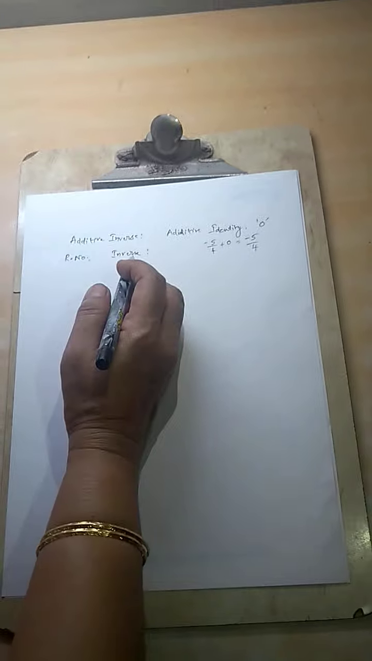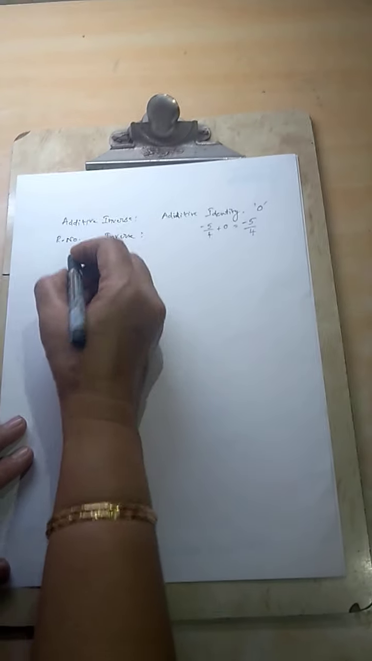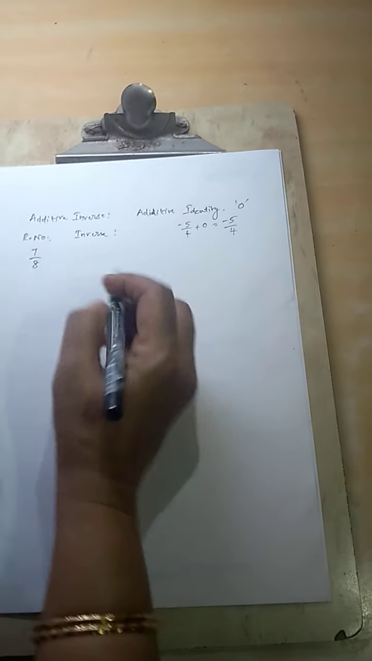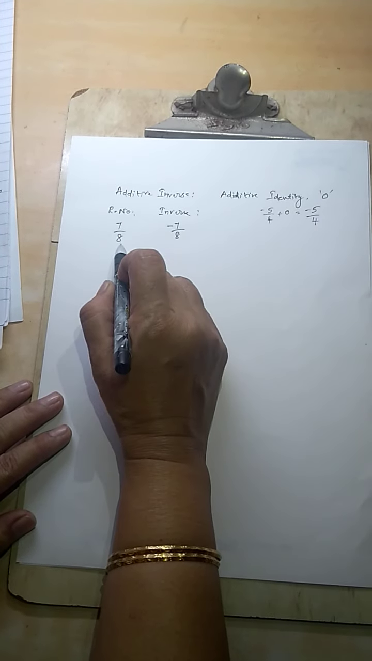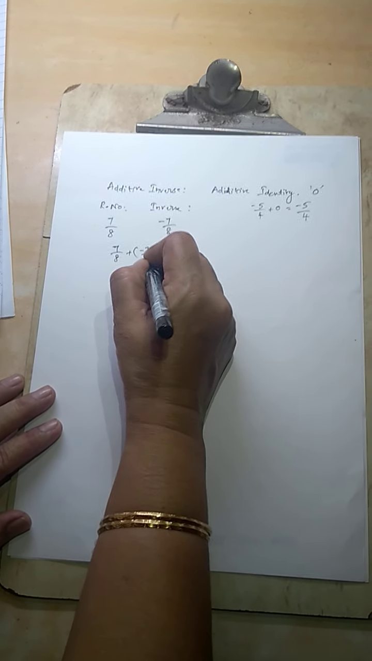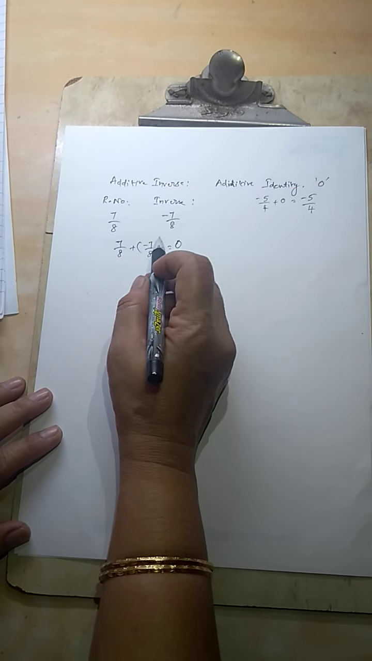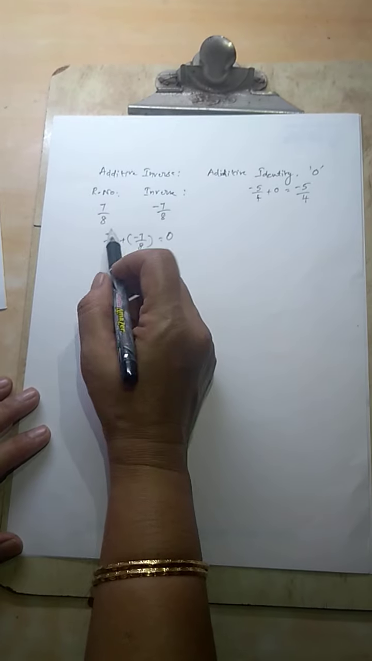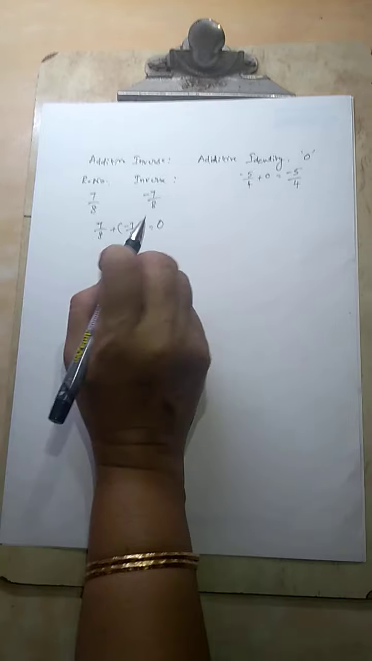Now we pass on to additive inverse. In the case of additive inverse, we take the rational number as 7 by 8. The additive inverse of 7 by 8 is minus 7 by 8. Similarly, the additive inverse of minus 7 by 8 is 7 by 8. When you add a rational number and its additive inverse, you will get the additive identity. Then we say that the rational numbers are inverses of each other. That is, the inverse of 7 by 8 is minus 7 by 8 and the inverse of minus 7 by 8 is 7 by 8.